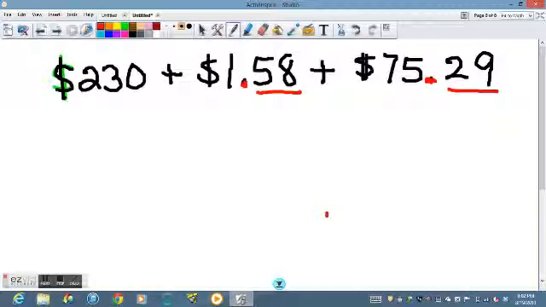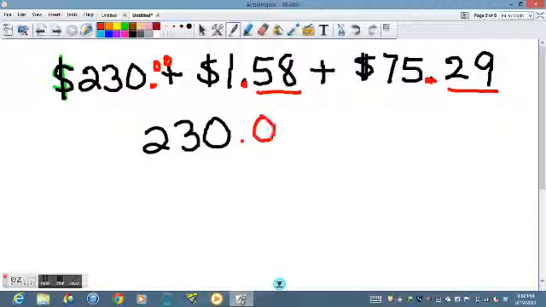And so really, even though it's not written down, there's a decimal point understood to be right here, and then there's 0 cents. But if you have 0 cents, usually we don't write it down. We have to remember that so that when we line up our problem, when we go to write it in a column, we do that correctly. So we'll write $230, and then we have to know that the decimal point is here, and there's actually 0 cents after it.